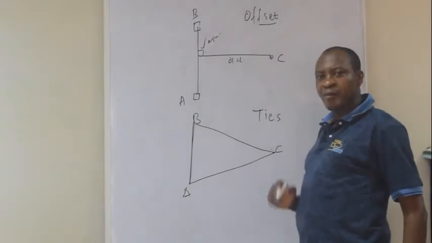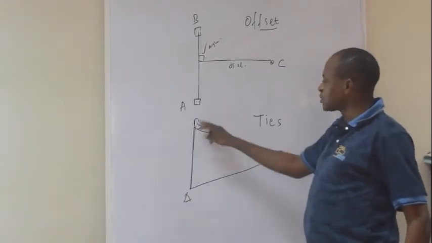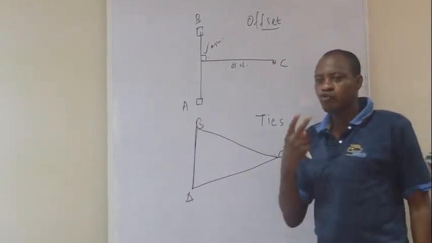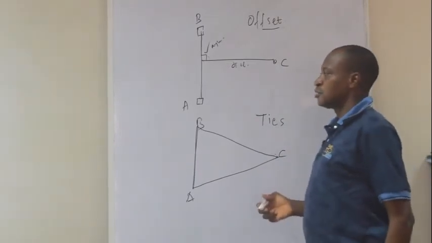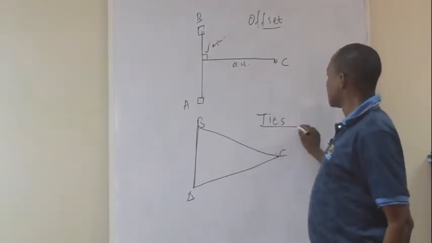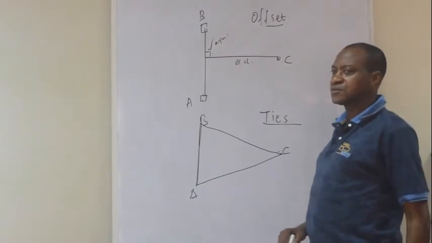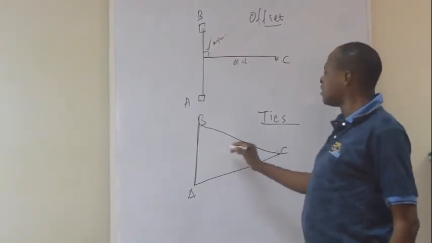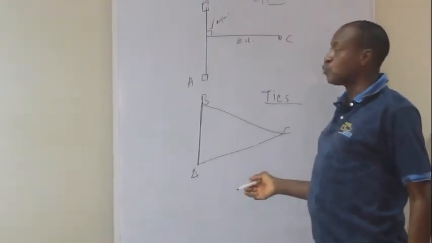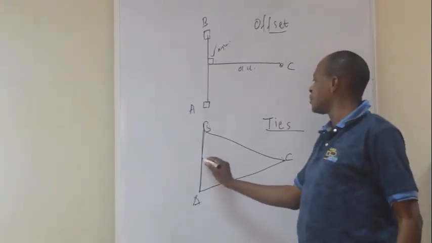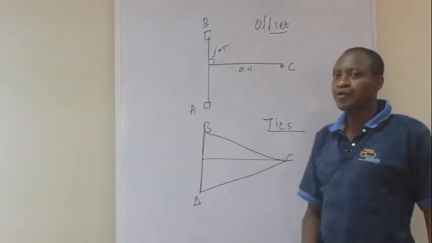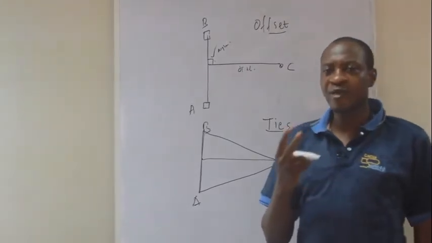when you take measurement from your baseline to a point, 2 or more measurements, then what you have done is taking of ties. It is a minimum of 2. It can be more than 2, it can be 3. You can decide to take another one from here to that location. I told you that a minimum of 2 measurements are required.